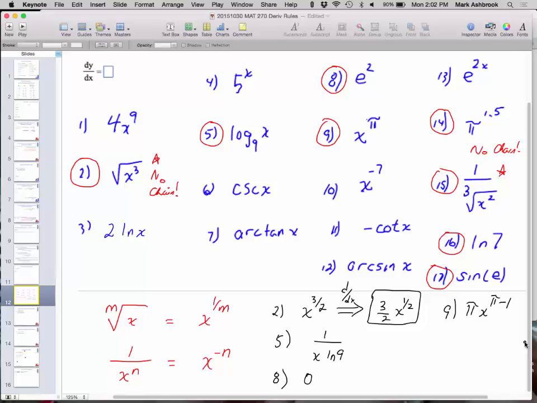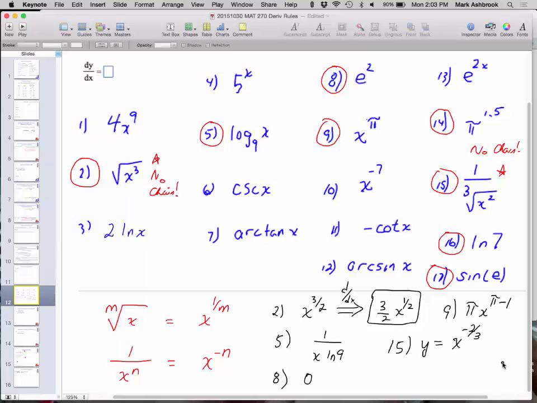Okay, what's next? 14, pi to the 1.5. Rate of change is 0. 15. First, we got to rewrite the function. So y equals x to the negative, because it's in the denominator, 2 in the numerator because it's squared, 3 in the denominator because it's cube root. X to the negative 2/3 is what that is. Rate of change is negative 2/3 x to the negative 5/3.